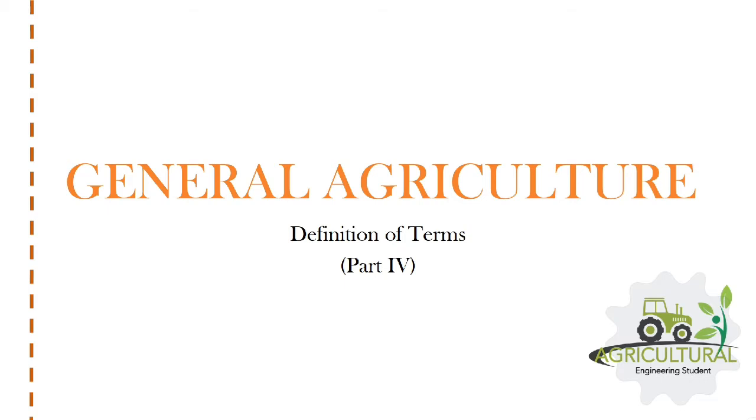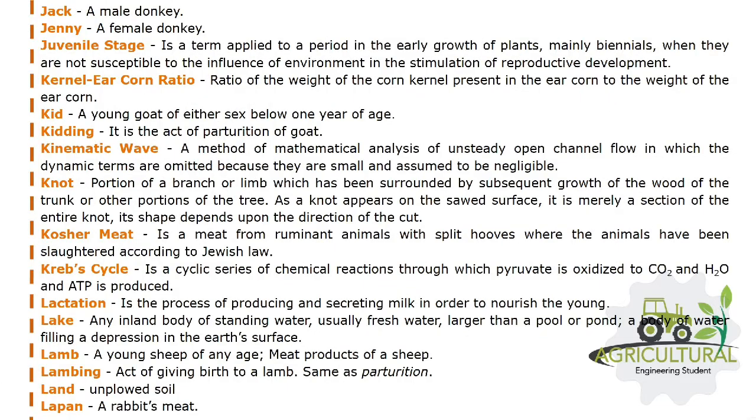This is General Agriculture, Definition of Terms, Part 4. Jack, a male donkey. Jenny, a female donkey.